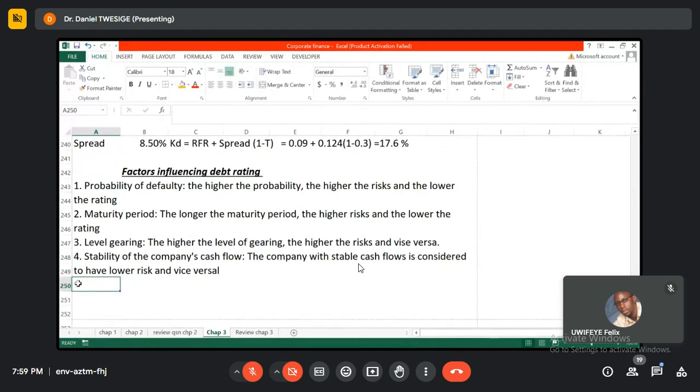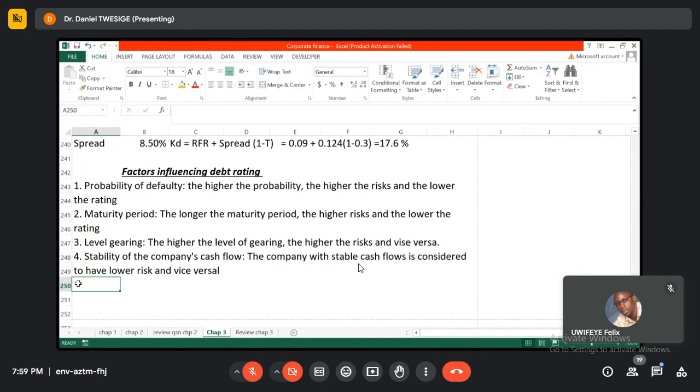Question, sir. Yes. I'm asking myself, I'm going through these factors. For example, if we say that the longer the maturity period, the higher the risk, why should it be rated at a lower rate? Because as you are going into the future, the probability of default increases. The risk becomes high for someone to default. That's why you consider that one to be high risk.